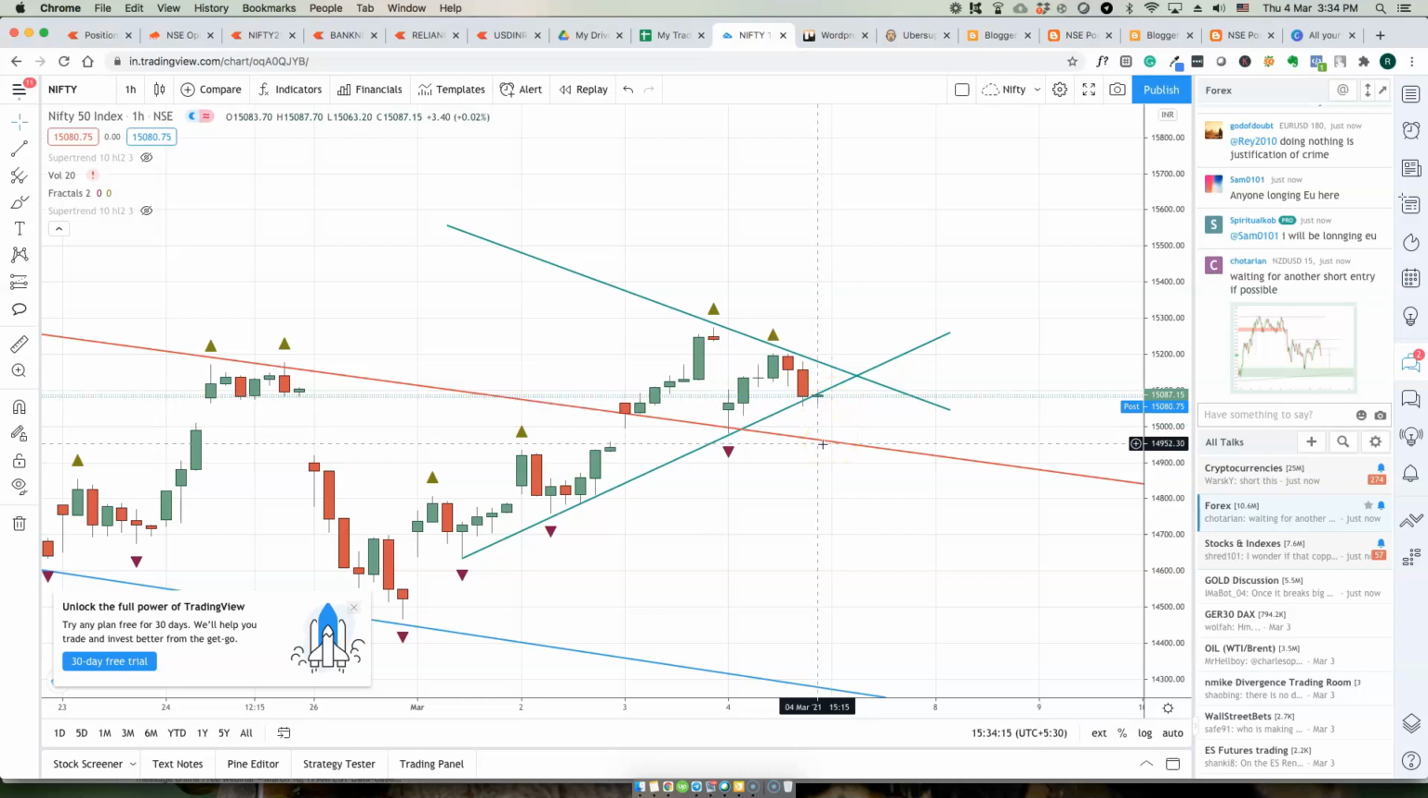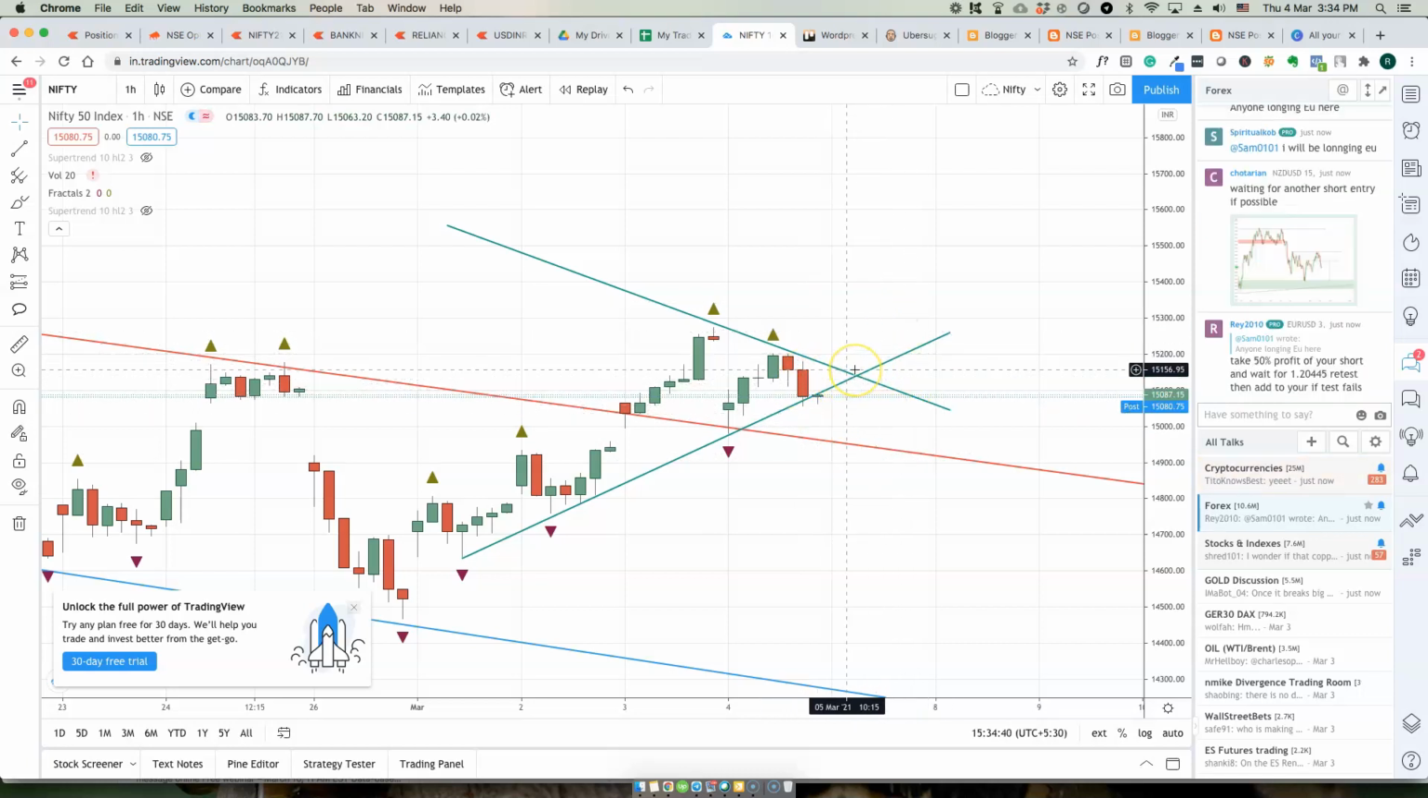There will be support around 14,950 levels, and if it goes above this, right? It will be a triangle tomorrow. If it goes above 15,100, it will be positive. If it goes below 15,050, something like that, it will become a negative line. So tomorrow will be a range bound session, and you should be careful. Don't take huge positions during this time.